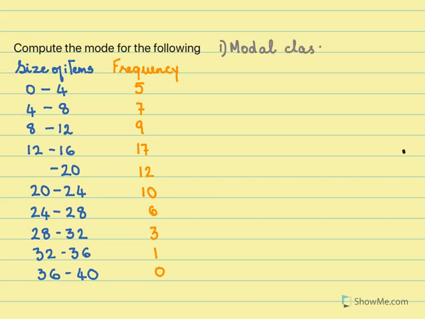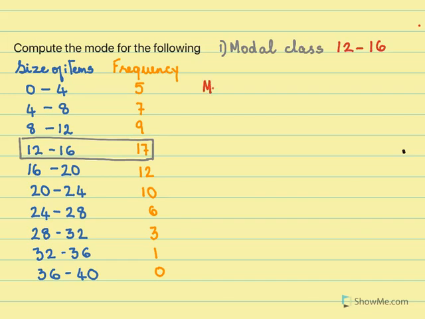To find the modal class, first we'll pick out the highest frequency. And if you see here, 17 is the highest frequency. So the modal class will be 12 to 16. This is your modal class. So we'll write it out here. 12 to 16 is the modal class.